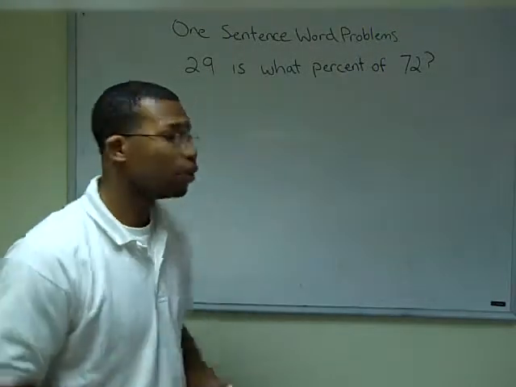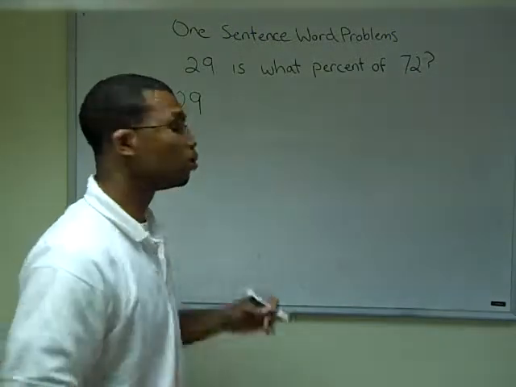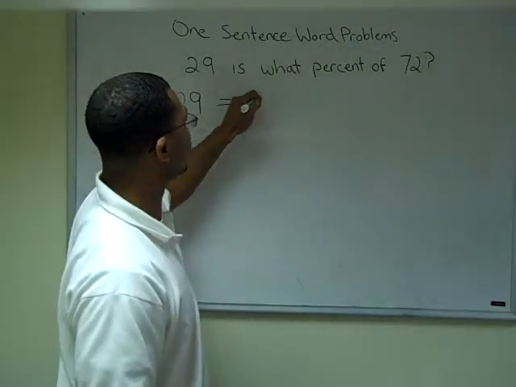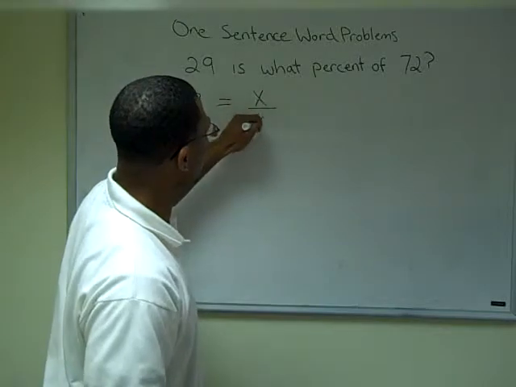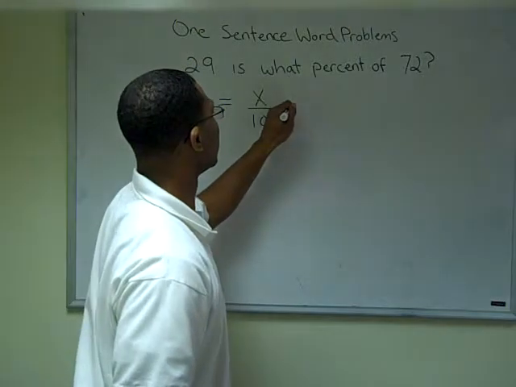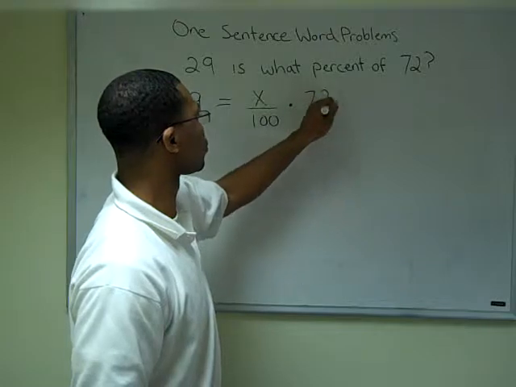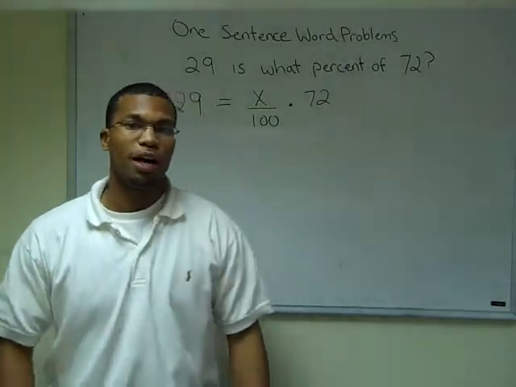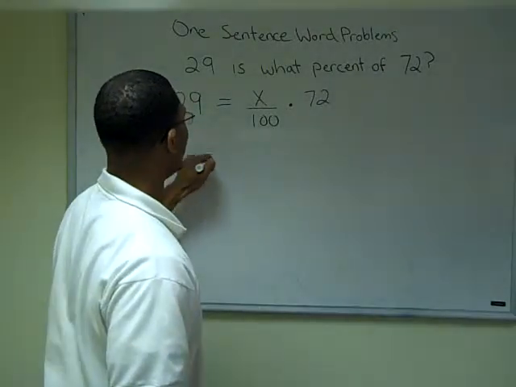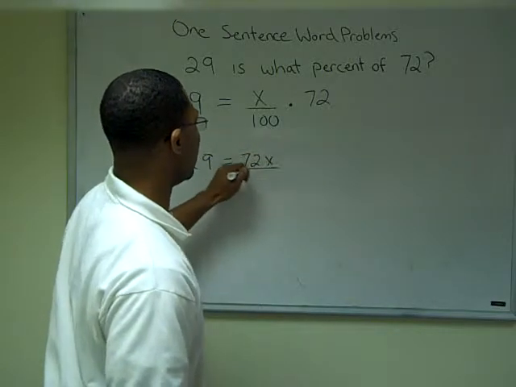So if we are to use the keywords, we will write 29 is, which means equals, what percent, which is X over 100, of, which is multiplication, and 72. Now if I multiply my X and 72, in my next step I get 29 is equal to 72X over 100.